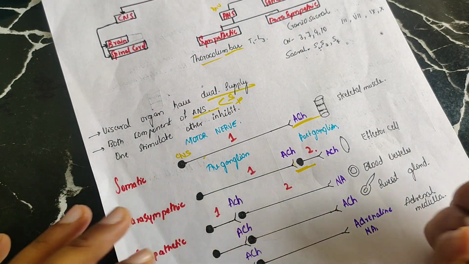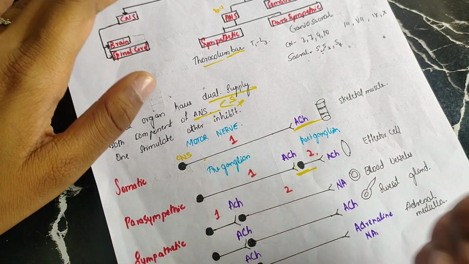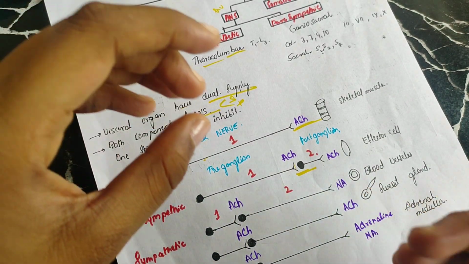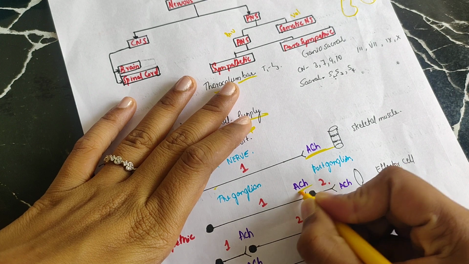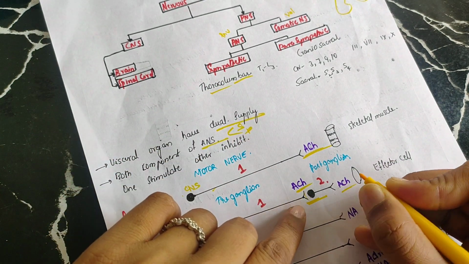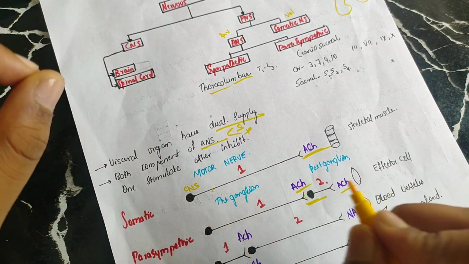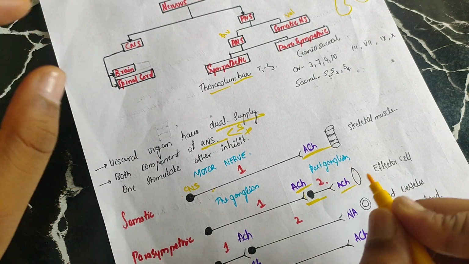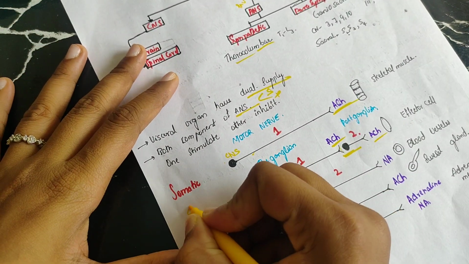And one more thing you should remember, the parasympathetic nervous system secretes only acetylcholine as its neurotransmitter. As the name says, this is choline. It secretes acetylcholine, so the parasympathetic is also known as cholinergic.